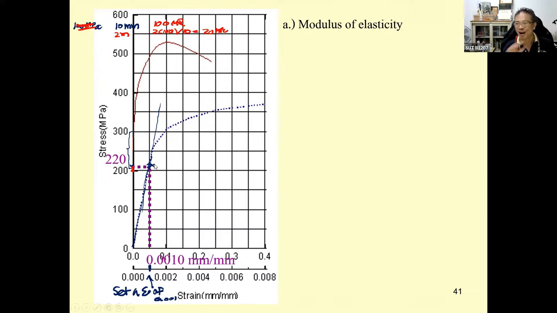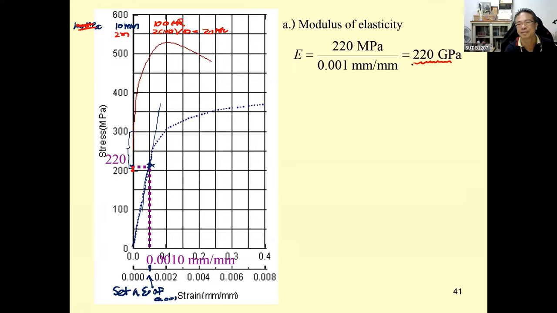Do something like this for every stress you determine. For the mechanical engineering and civil engineering students, you are going to do the material testing lab, and then you may have a practical or hands-on experience on this, and then you got the strain, you got the stress, you compute it, and you get this modulus of elasticity of 220 gigapascal. And I told you that the E of steel is approximately 200 gigapascal.